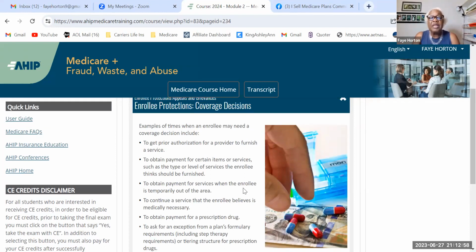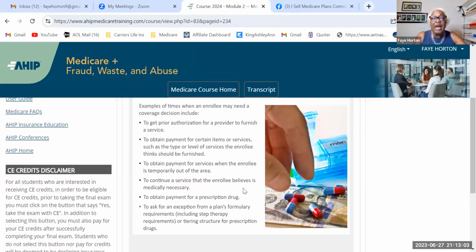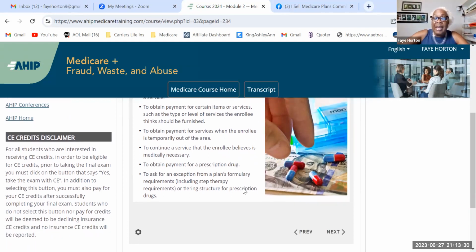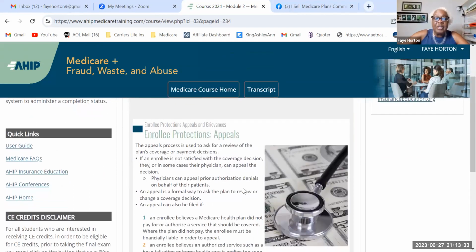To get a prior authorization for a provider to furnish a service, to obtain payment for certain items or services, such as the type or level of service the enrollee thinks should be furnished, to obtain payment for services when the enrollee is temporarily out of the service area, to continue a service that the enrollee believes is medically necessary, to obtain payment for a prescription drug, to ask for an exception from a plan's formulary. These are all things that they may ask for an exception.